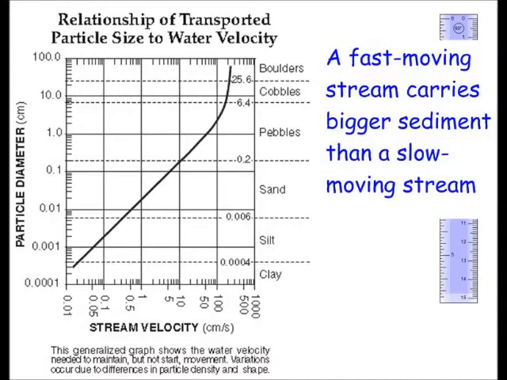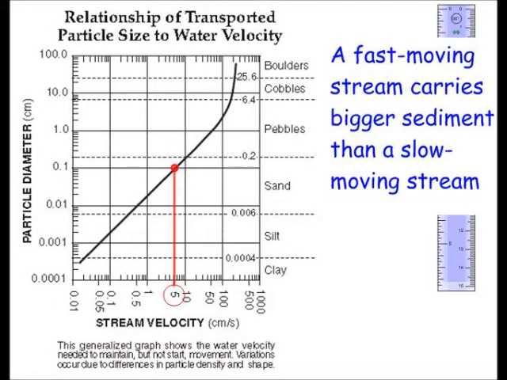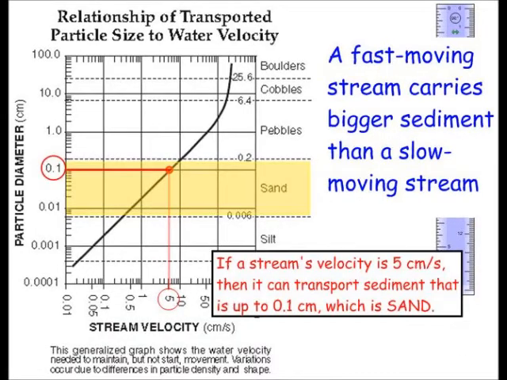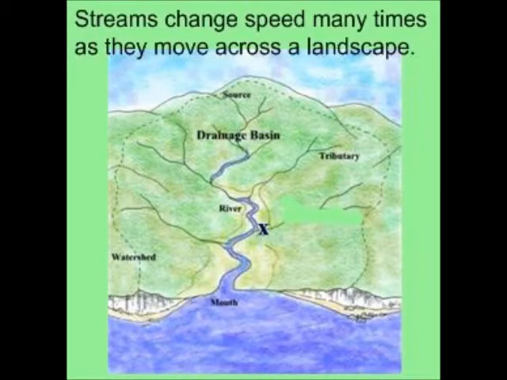Completing this chart from page 6, you can see that if we pick a velocity, let's say 5 centimeters per second, you follow that line up to where it meets the curved black line, and then you follow that over to the left. This could move a sediment that is up to 0.1 centimeters, and that's in the category of sand. Streams change speed many times as they move across a landscape.